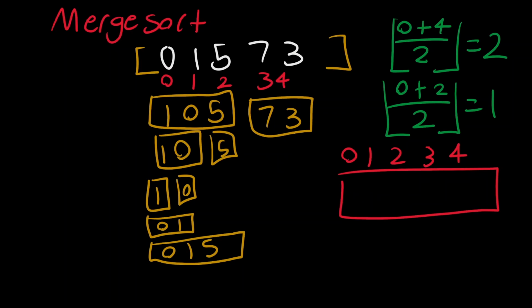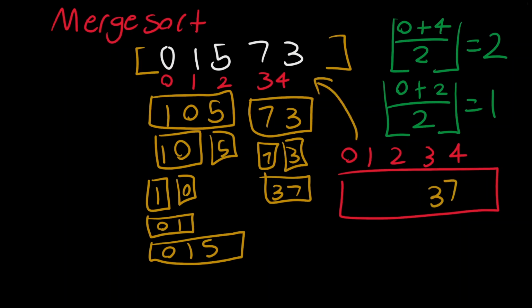Now we're going to do the same thing with the right half. It comes down to 7, 3. It's going to ask the same questions. We're going to get a full merge on 3, 7. So what's going to end up happening is 3, 7 is going to happen here, and our array is going to change to 3, 7.